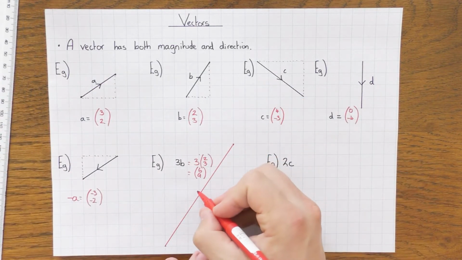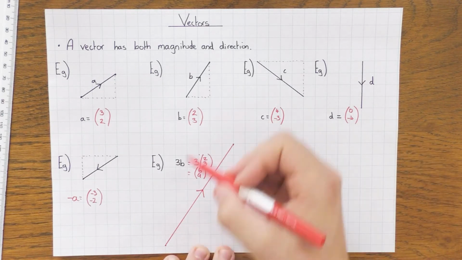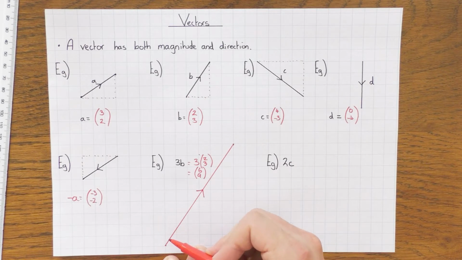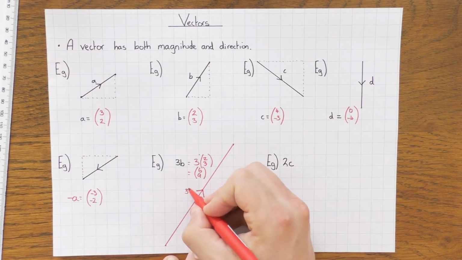So if you were to draw it, obviously that would be it. And don't forget to draw the arrow, because B is in that direction, which means 3B must also be in that direction. And of course we could label that 3B there as well.